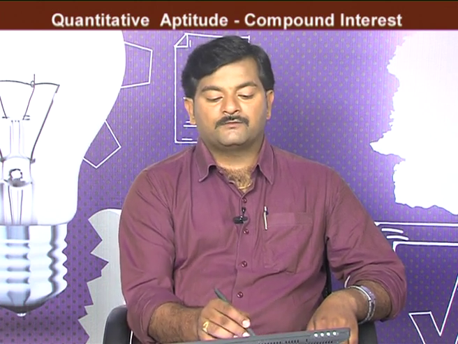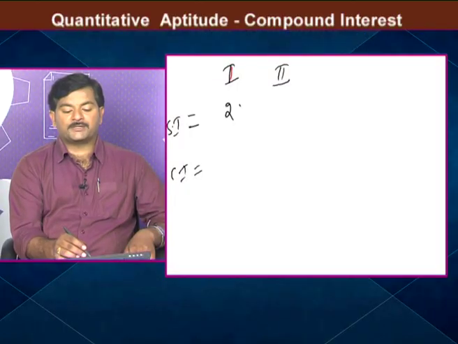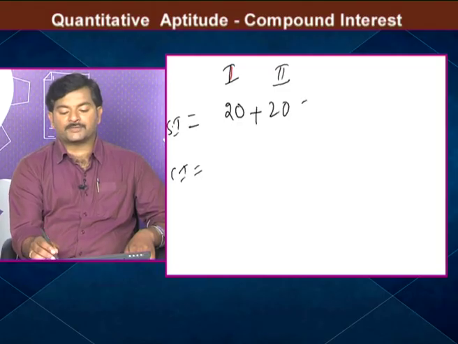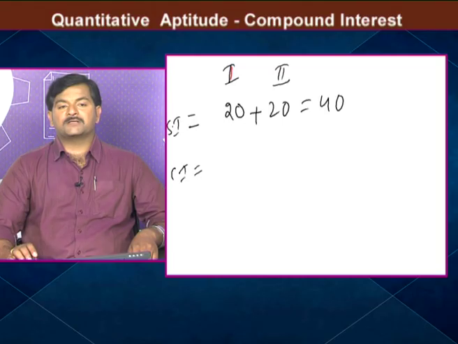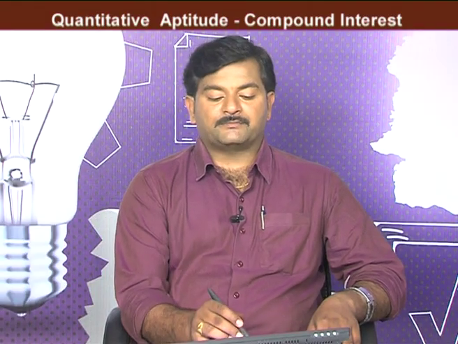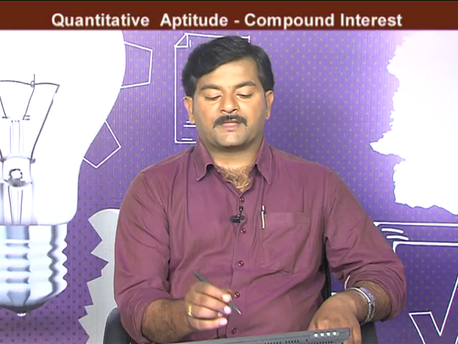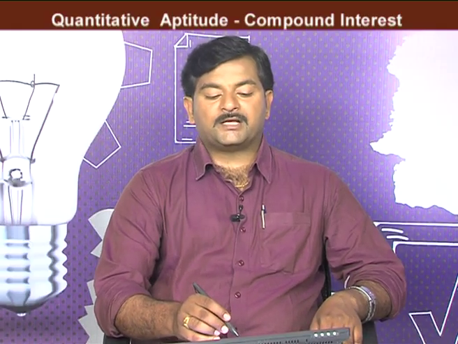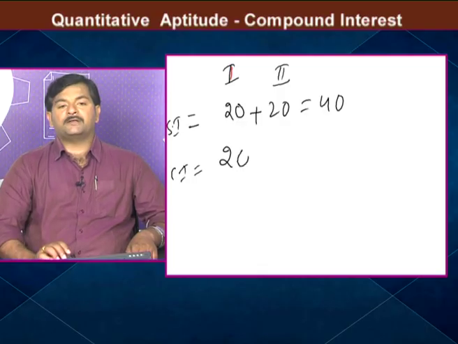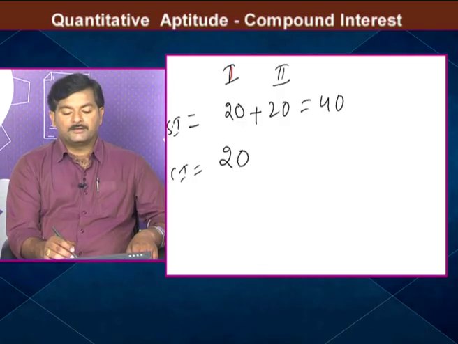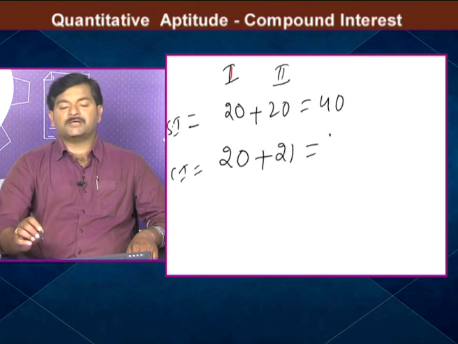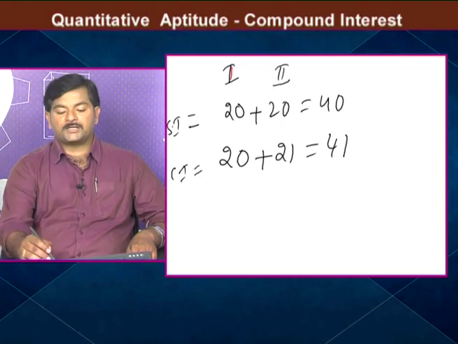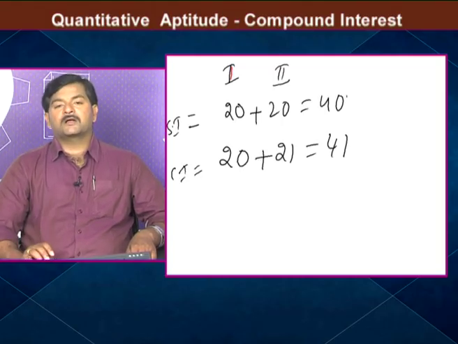Total simple interest given is 40 rupees. First year simple interest is 20 rupees and second year simple interest is also 20 rupees. For the first year there is no difference between simple interest and compound interest. So my first year compound interest must be 20. If it is 20, this must be 21. 20 plus 21 is 41. So 2 years simple interest is 40, and 2 years compound interest is 41.